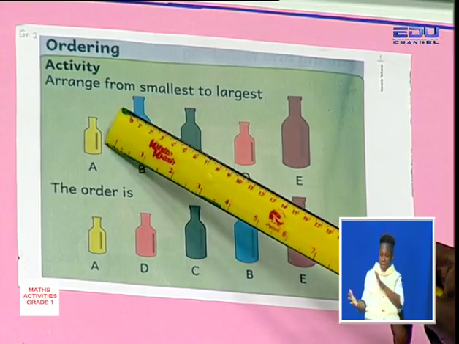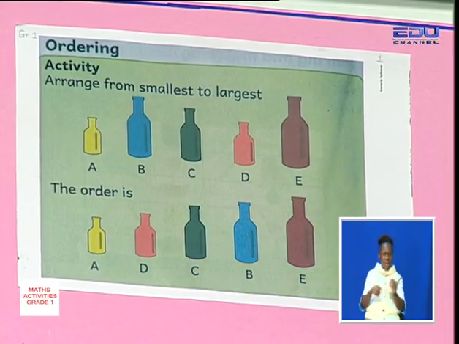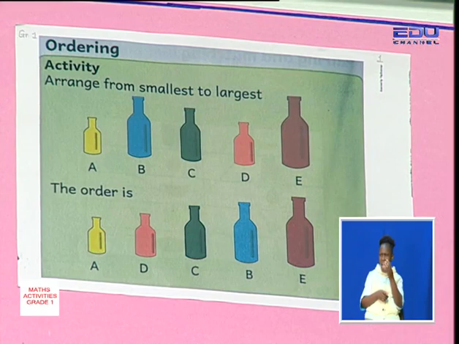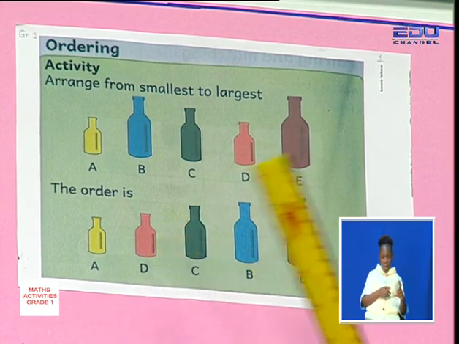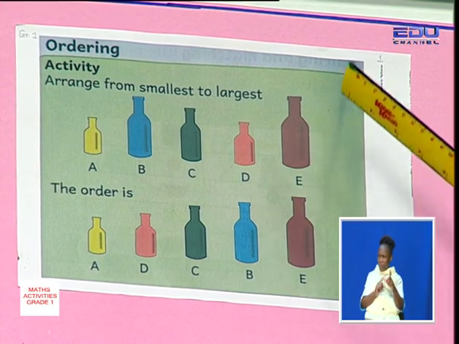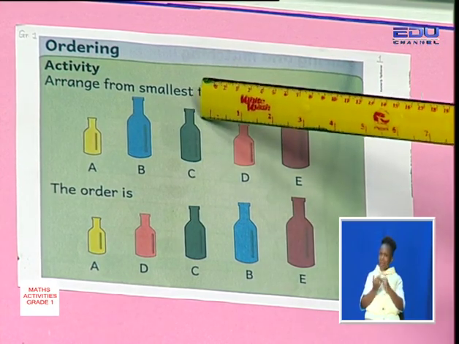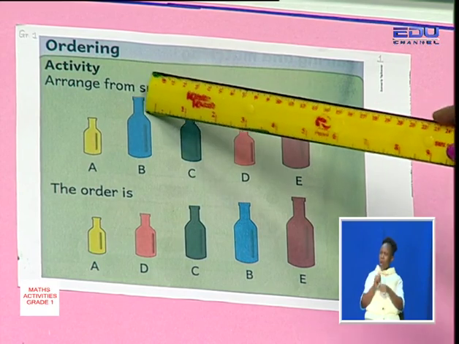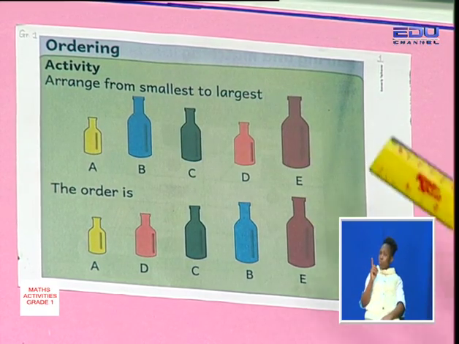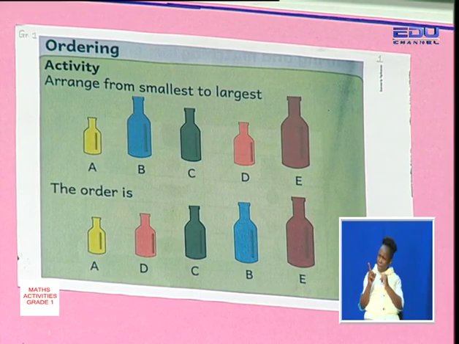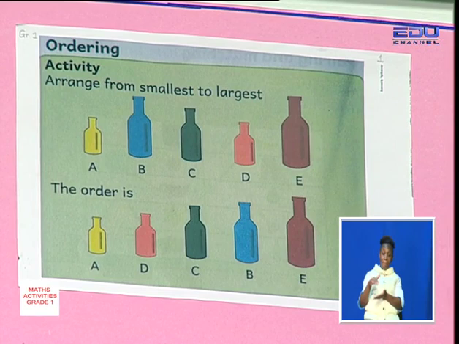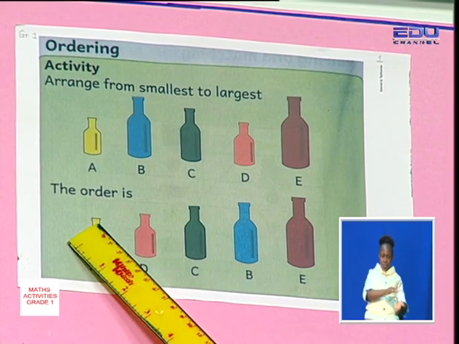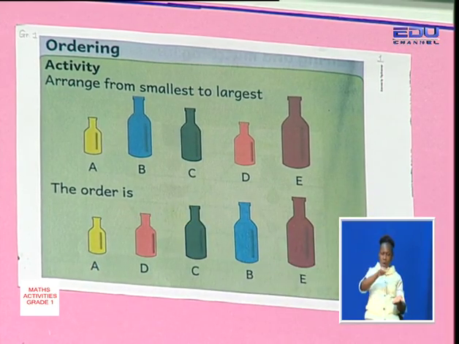So we have bottle A is the smallest. If you look at bottle D, it is slightly bigger than the bottle yellow. So it follows bottle yellow. Then the third one will be the green bottle. The fourth one shall be the blue bottle. And lastly, as I had said, the brown bottle is the largest. So if you look, I have ordered from the smallest to the largest bottle.